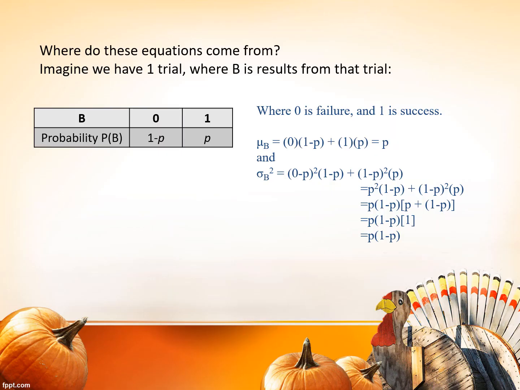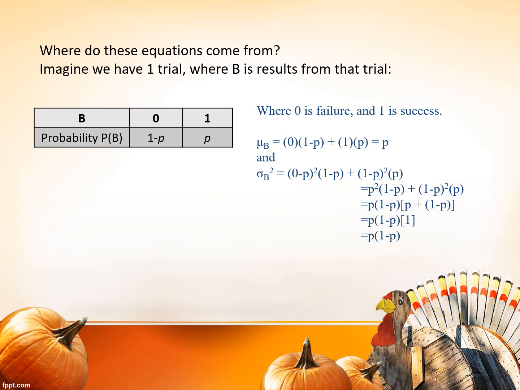Imagine we have one trial where B is the result from that trial, and it's some chance process. If success occurs, then B is 1. If failure, B is 0. So let's just take a look at how we would calculate this. So 0 is failure and 1 is success. If I'm looking at this, the mean is just 0 times 1 minus P, because again, 1 minus P is failure and P is success, plus 1 times P, and that just equals P.